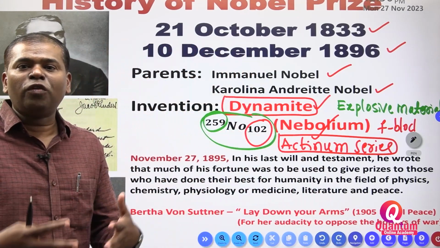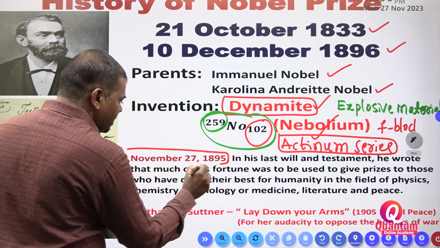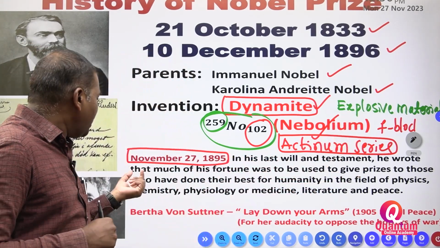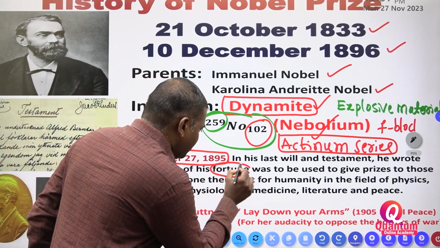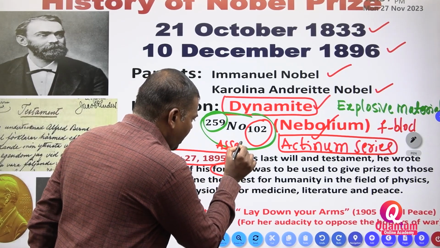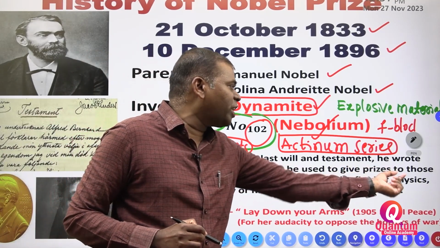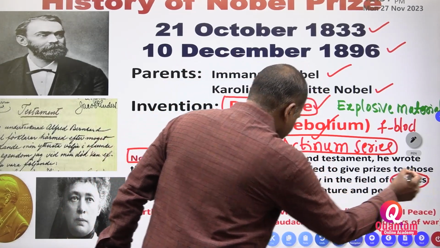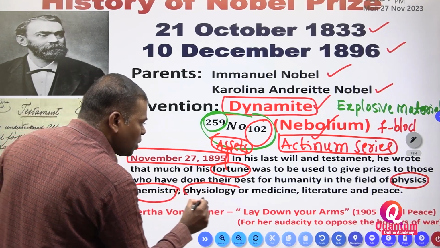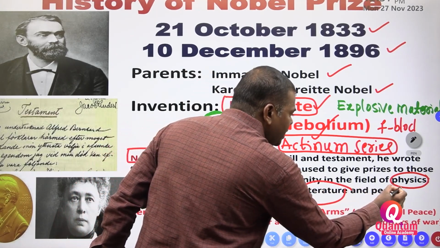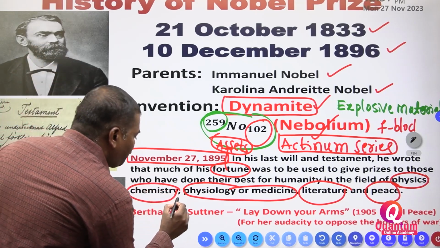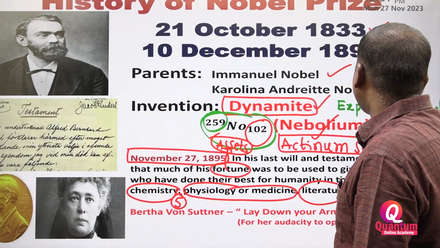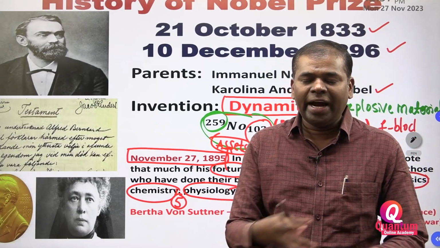Before his death, he wrote one will. What is his will? On November 27, 1895, in his last will and testament, he wrote that much of his fortune, meaning assets, whatever he earned, was to be used to give prizes to those who have done their best for humanity in the fields of physics, chemistry, physiology or medicine, literature, and peace. How many fields? 5 fields. So he wrote his will. He died on 10th December 1896 in San Remo.